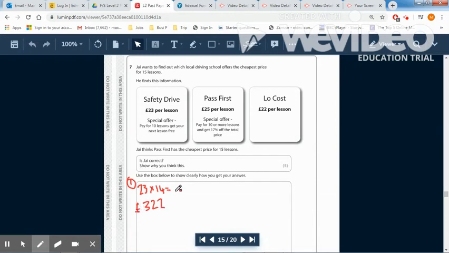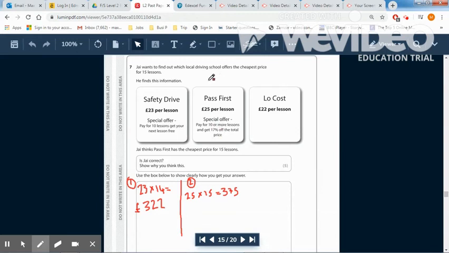So that's option 1. Option 2 is Pass First, and they're £25 per lesson, but if you pay for 10 or more, you get 17% off of the total price. So find out what it would cost without the discount, which is just 25 multiplied by 15. It's going to give me £375, and then I need to find the cost if I get 17% off.